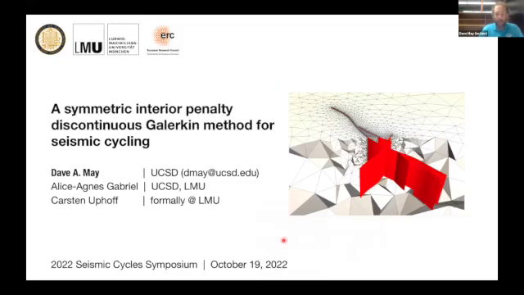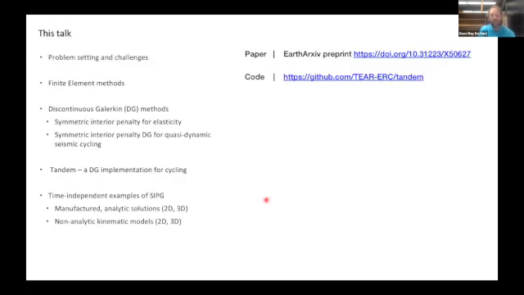What I'd like to talk about with you today is the symmetric interior penalty DG method for cycling. This is work that's done in collaboration with Elise Gabriel and Carsten Uphoff. And essentially, we are going to go through a couple of things.